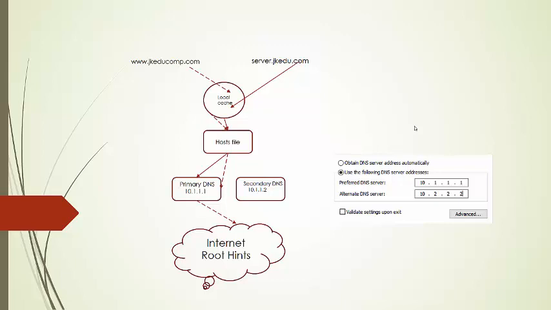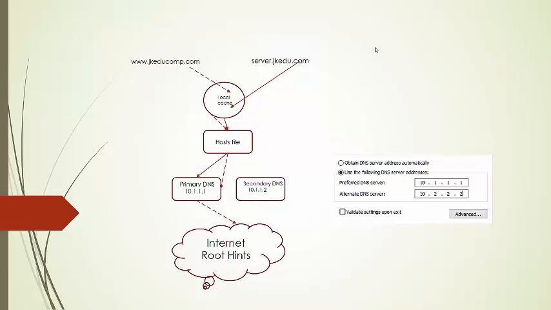So I have two queries, that is www.jkeducom.com and server.jkeducom.com. So what does this make difference? www.jkeducom.com is the public website, and it needs to resolve on the internet, and server.jkeducom is my local query by client to server. So we are going to see how it flows in a different way when we query the public website and when we query the internal website.